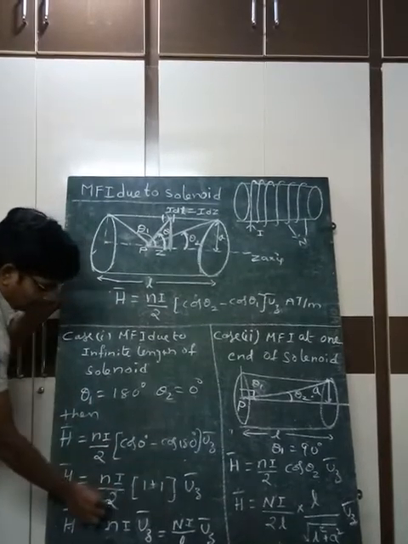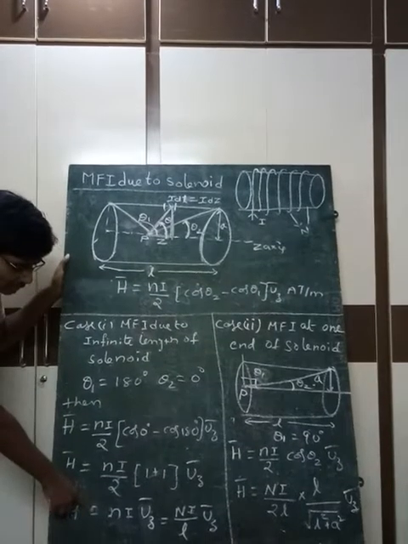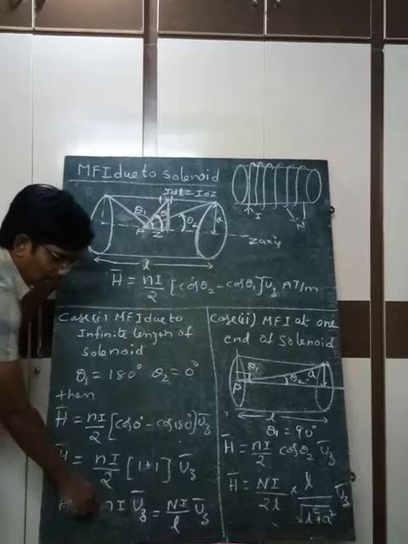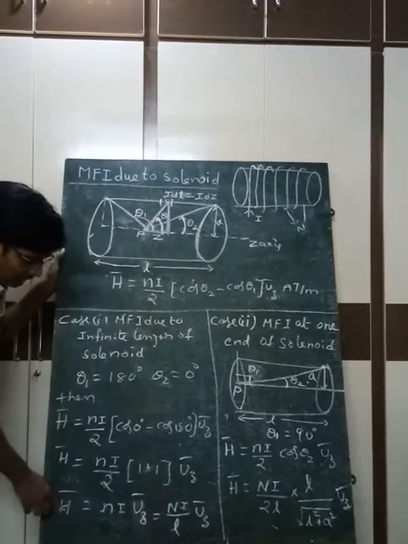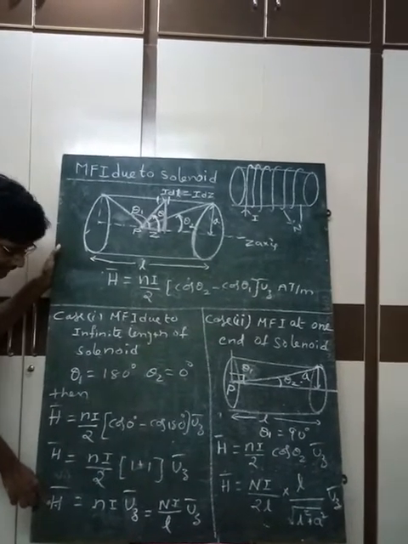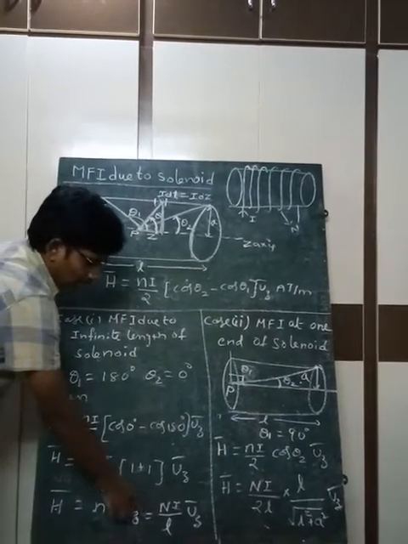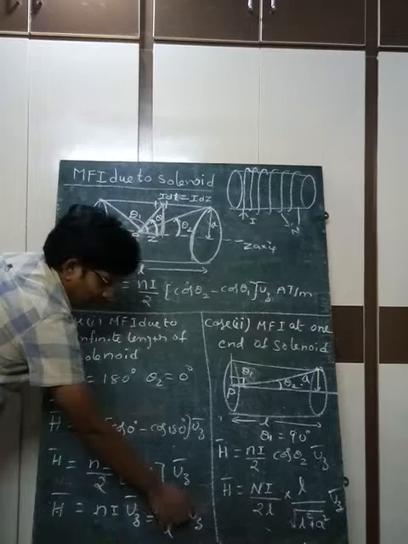So this 2 and 2 cancel with each other. So H bar is equal to small n I uz bar. And we know that small n is equal to capital N by L. So the magnetic field intensity due to an infinite length solenoid, that is H bar, is equal to capital N I by L into uz bar.